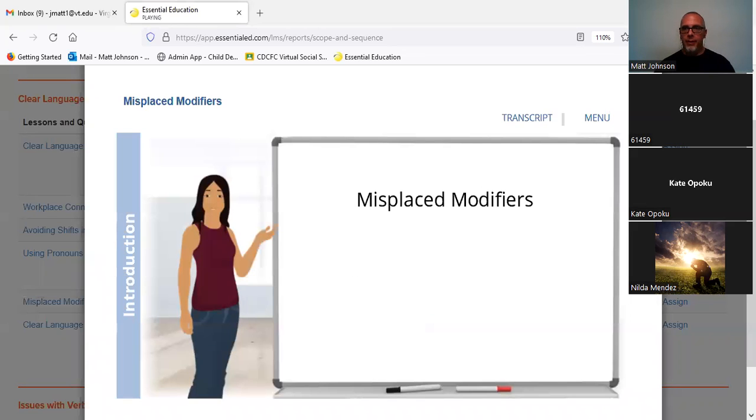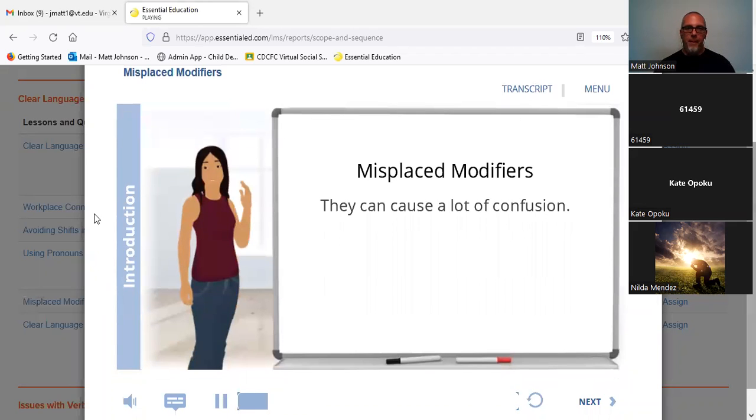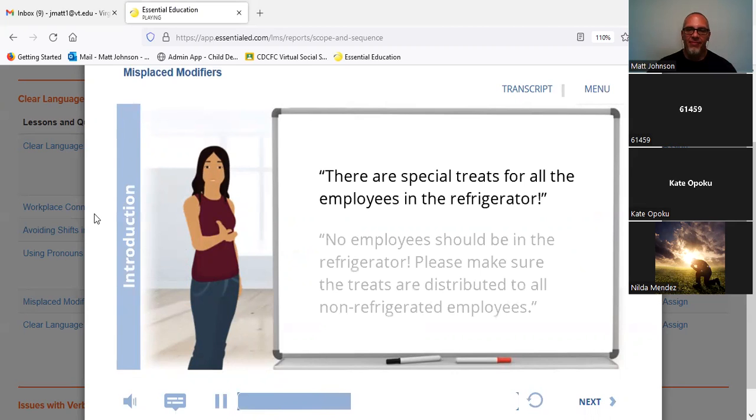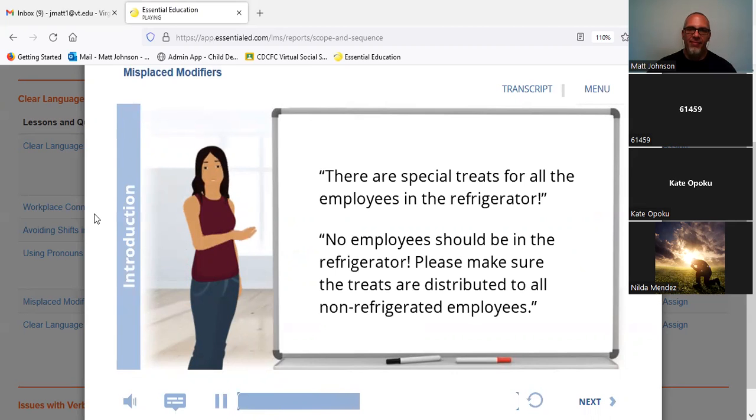Misplaced modifiers are a common problem. They can cause a lot of confusion. Take a look at this sentence from a memo that my friend Ethan emailed to everyone at work. There are special treats for all the employees in the refrigerator. Ethan was so embarrassed when he got a reply email from his boss, Alba. No employee should be in the refrigerator. Please make sure the treats are distributed to all non-refrigerated employees.